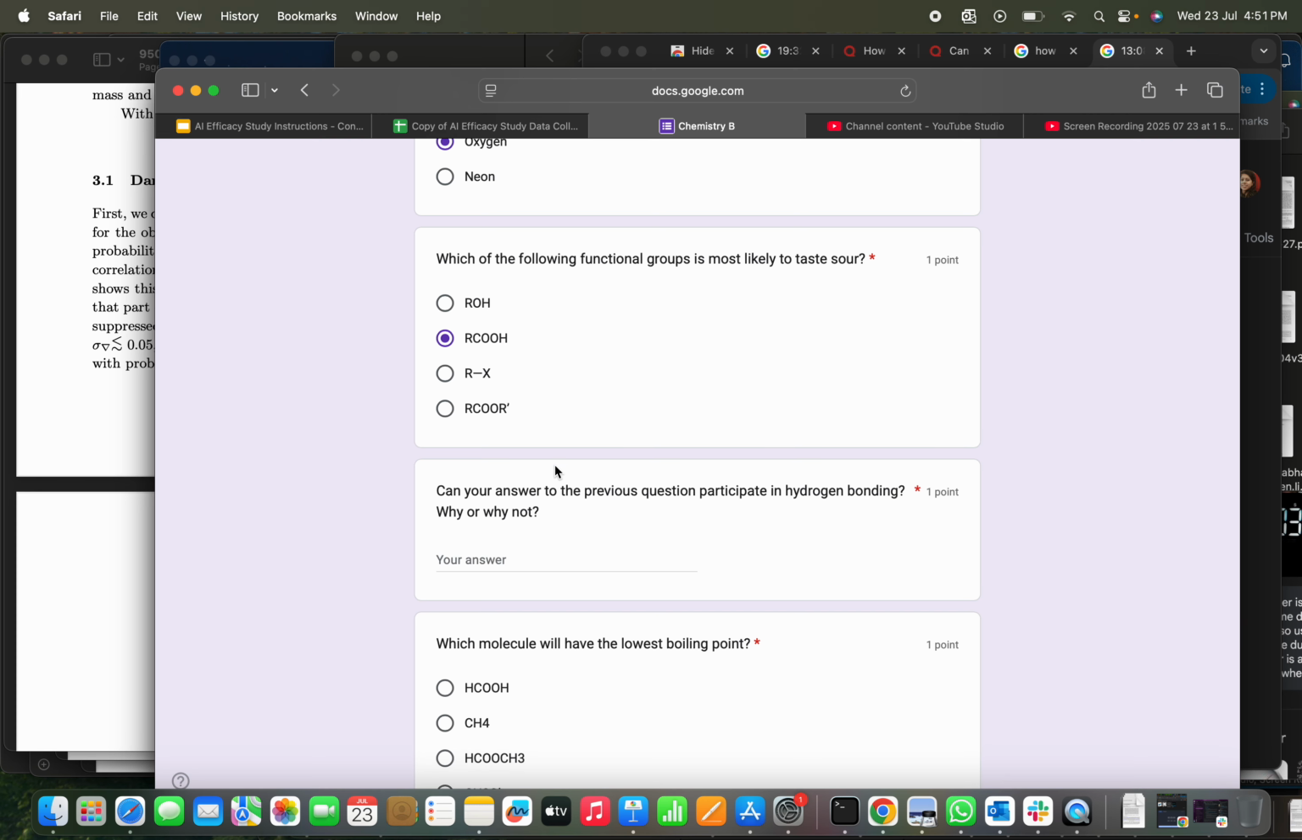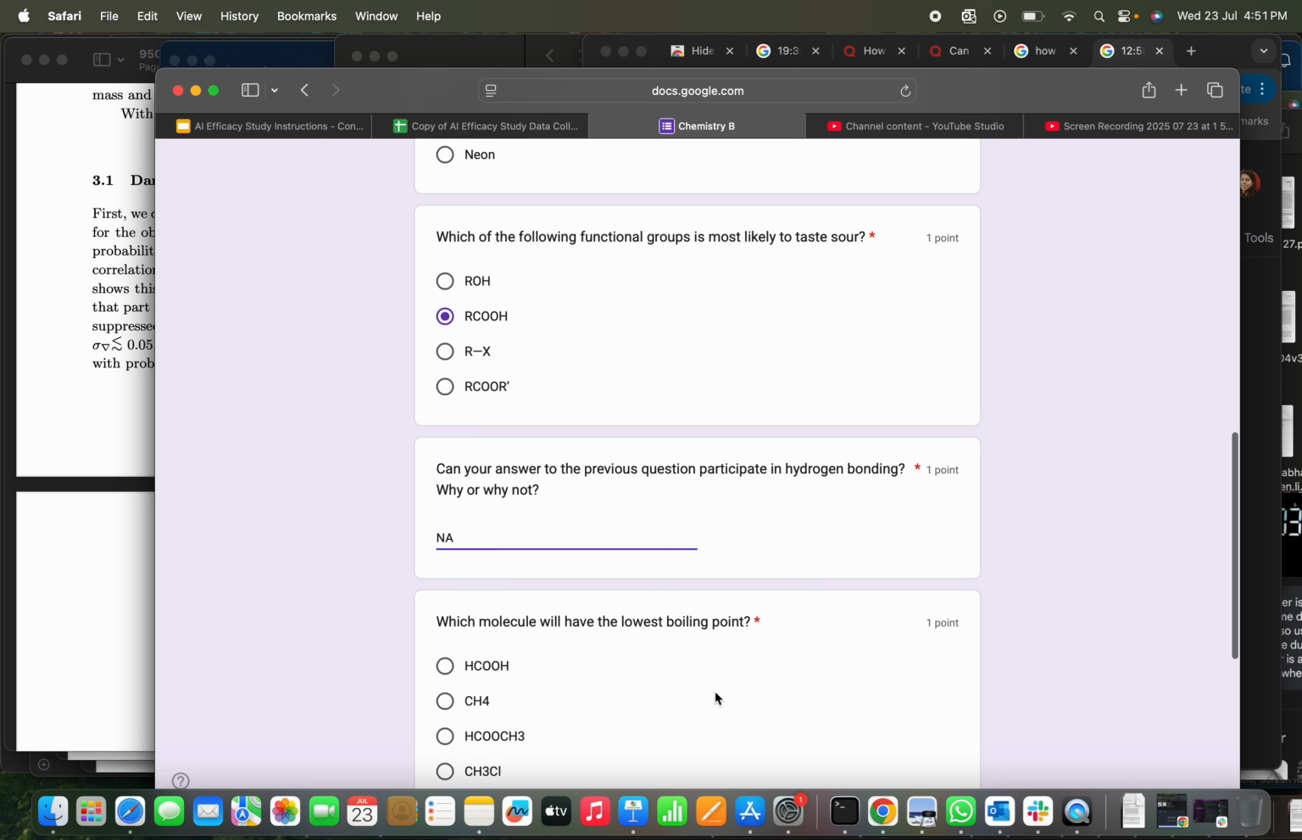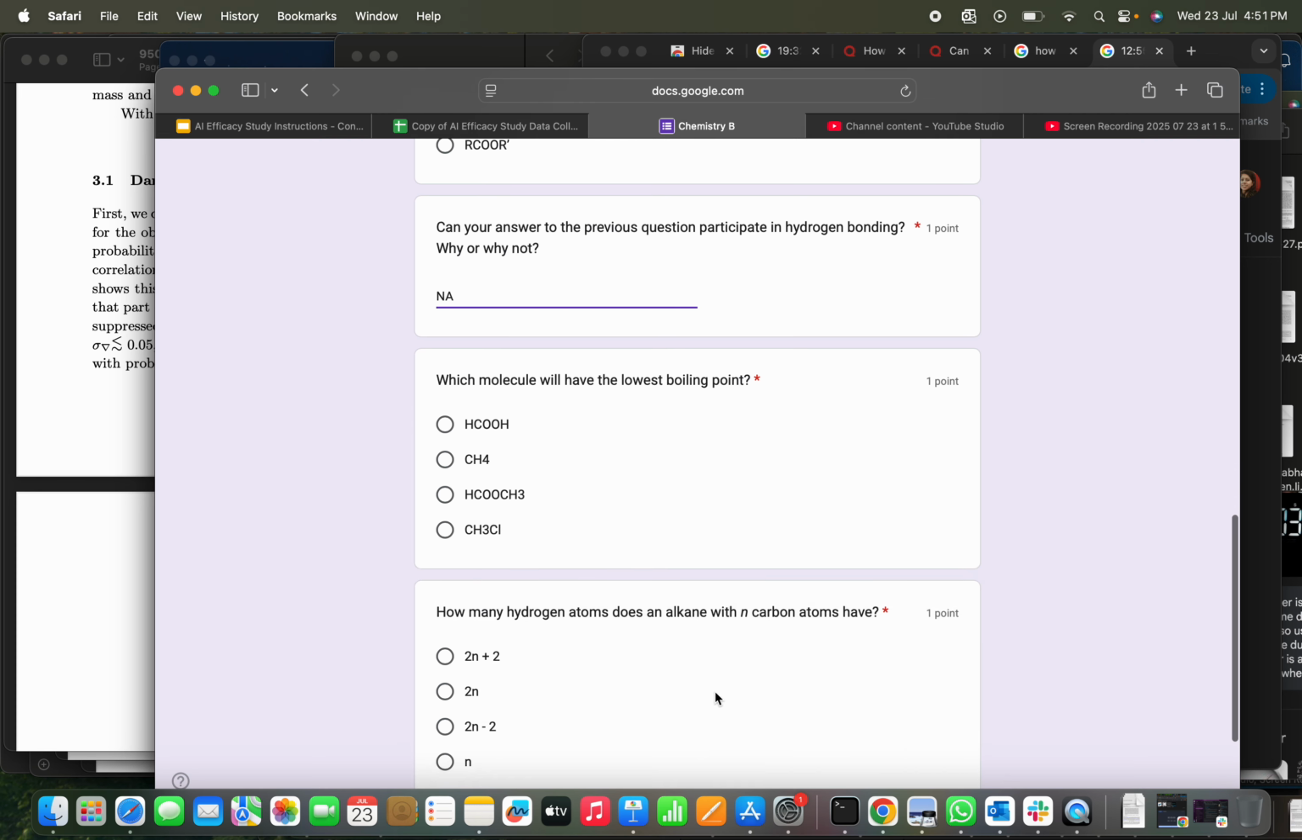Which can participate in hydrogen bonding? Participate in hydrogen bonding. I'm not sure which molecule will have the lowest boiling point.